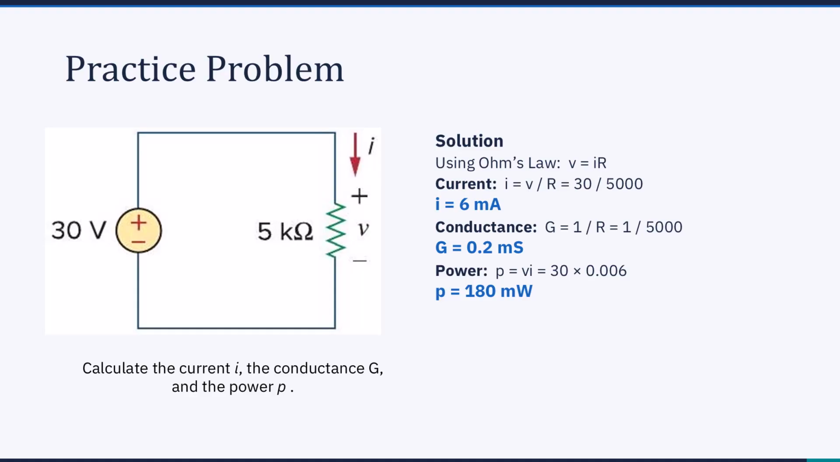So from a single voltage and resistance, we have found the current, the conductance, and the power consumed by the resistor. 3 results, 1 fundamental law. Remember this workflow. Ohm's law first, then derive everything else. This is your standard approach for all circuit problems going forward.